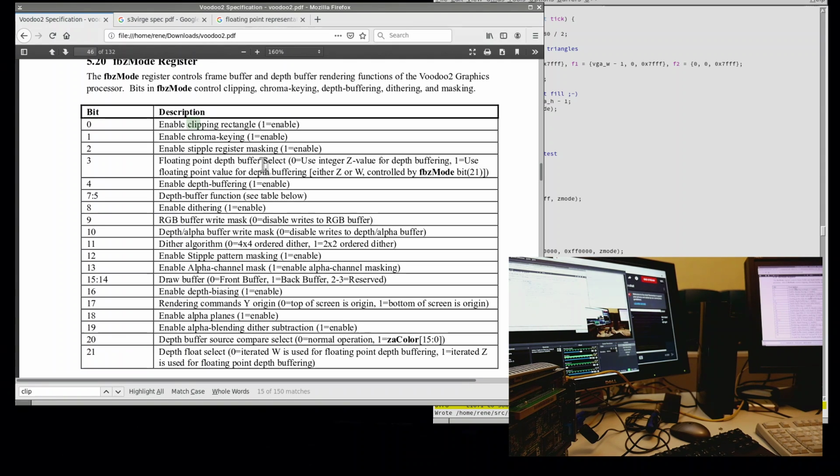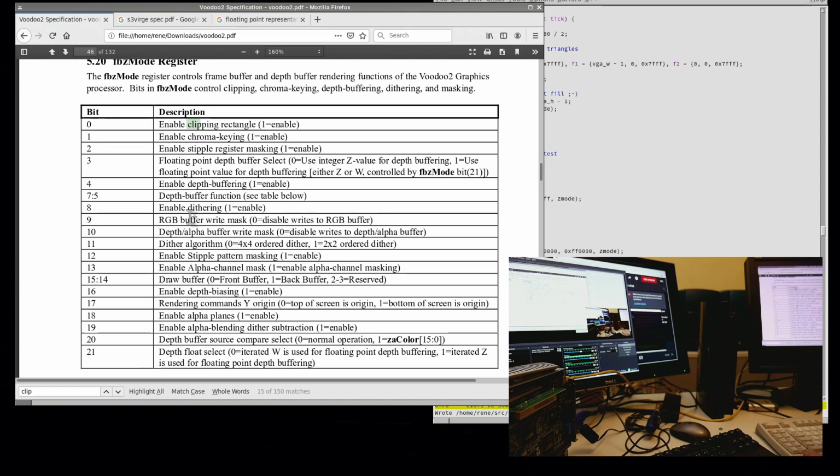Floating point depth buffer, yeah, so whether the depth buffer is floating point or integer, whether even to enable depth buffering, the buffer for the depths. Of course, we want to draw this stuff, don't care, just draw all the pixels. So most of the stuff is disabled, and enable the RGB buffer, depth alpha buffer, enable alpha channel mask, and so on. Like you see, basically, we don't want any of this.